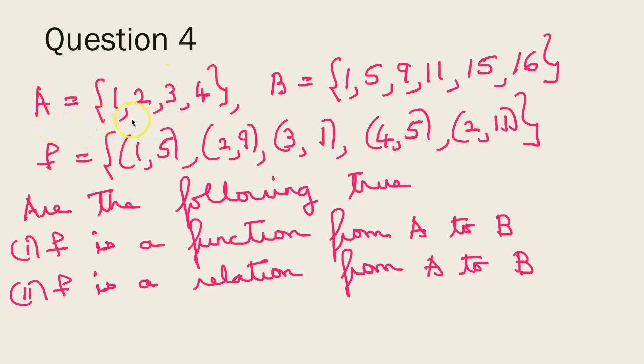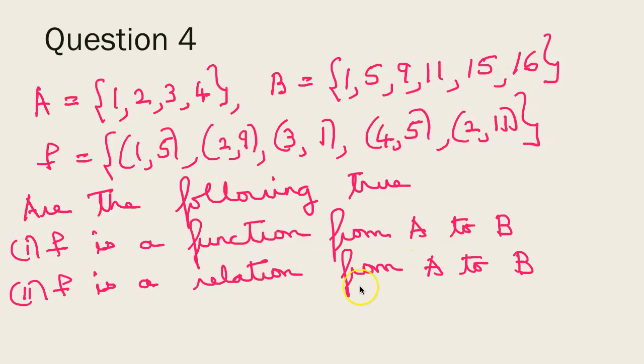Coming to question 4. If A consists of elements 1, 2, 3, 4, B consists of elements 1, 5, 9, 11, 15, 16, and F consists of the set of all elements (1,5), (2,9), (3,1), (4,5), (2,11), are the following true? F is a function from A to B, F is a relation from A to B. So is F a relation from A to B? Yes, because the x coordinates are 1, 2, 3, 4 which belong to A, and the y coordinates are 5, 9, 1, 11 which belong to B.